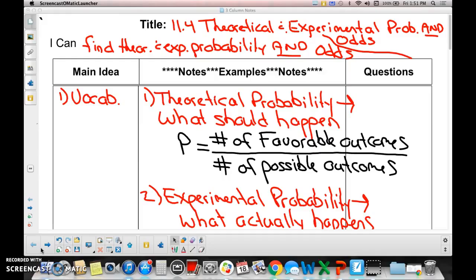Find the theoretical and experimental probability and odds. Can you find theoretical probability? Yes. Can you find experimental probability? Yes. Can you find odds? Yes.